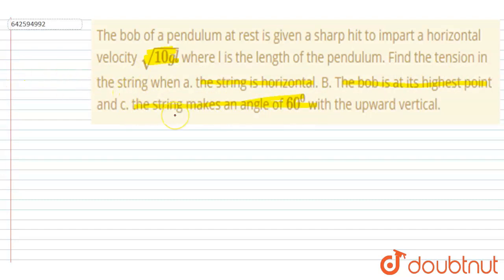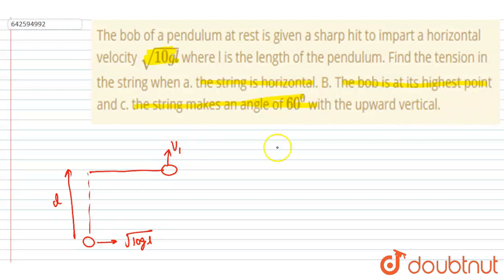So let us first find out the tension when the string is horizontal. When the string will be horizontal like this, it was having a velocity of under root 10 gL here, and after going up a height of L, it will have some velocity, let's suppose v1, right? You can calculate this v1 by applying the work energy theorem. Here the only force doing work is gravitation, since the work done by tension will be zero, since the displacement of this bob is perpendicular to the direction of tension force, right?